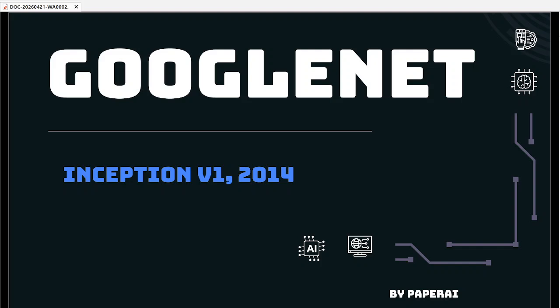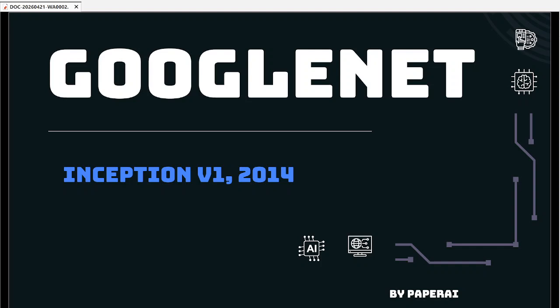Imagine building a neural network that is deeper than VGG, more accurate than AlexNet, yet uses almost 25 times fewer parameters. Sounds impossible? This is exactly what Google's researchers achieved in 2014 with GoogleNet, also known as Inception V1.